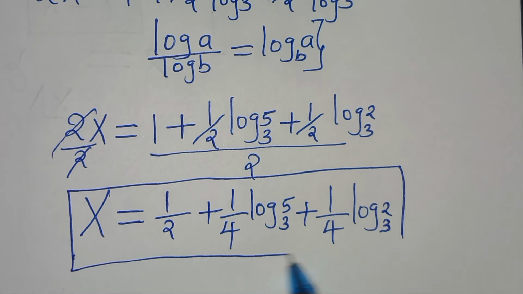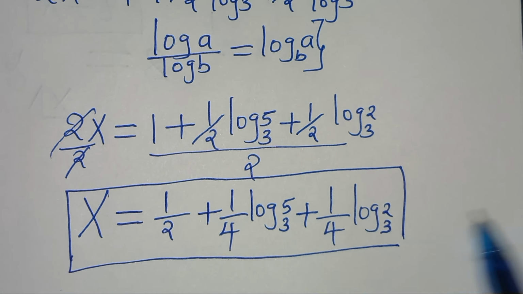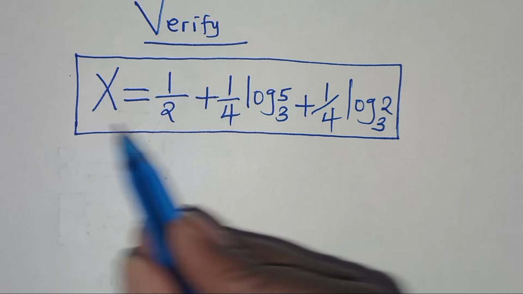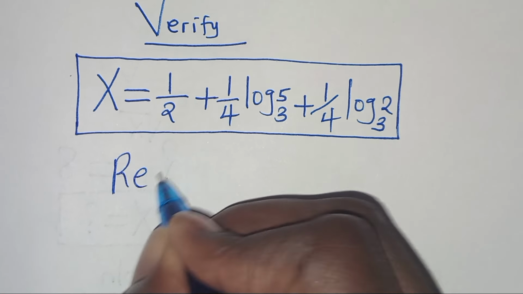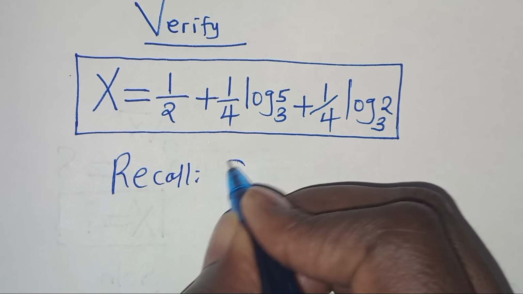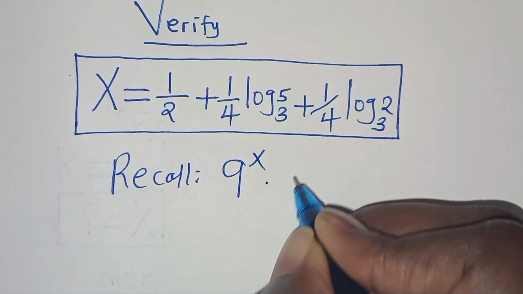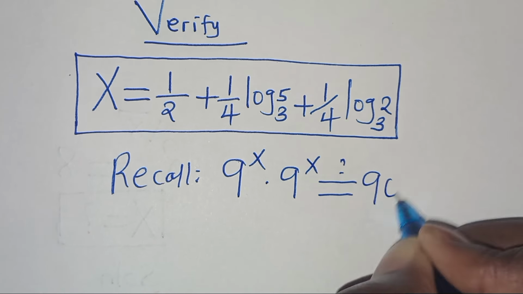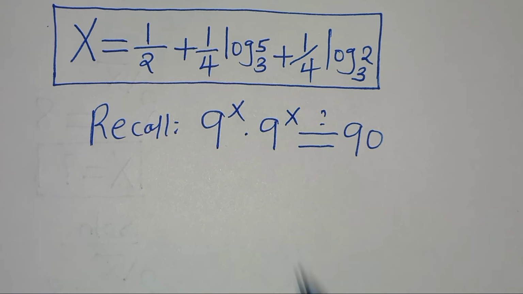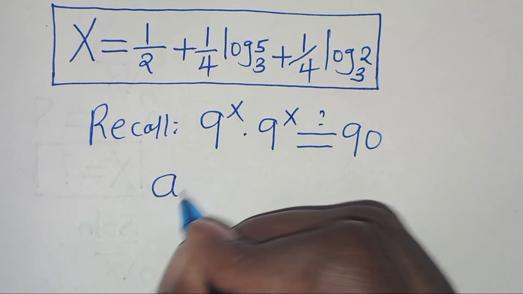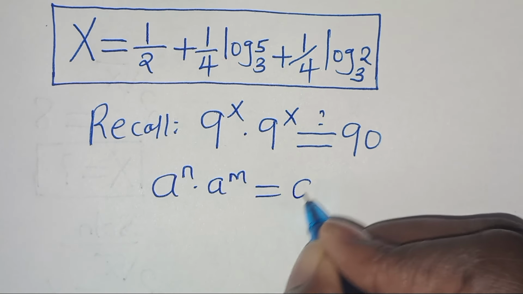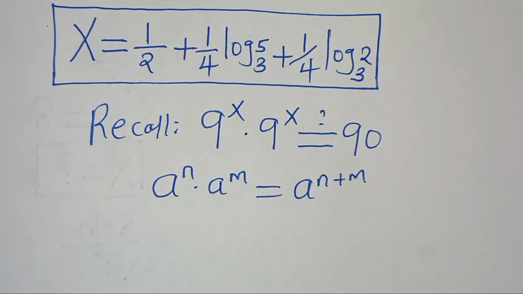So the next step is to verify that this value of x here satisfies the equation. Now, if you recall here, we have that 9 to the power of x times 9 to the power of x is supposed to give us a value of 90. So this is in the form of a to the power of n times a to the power of m, which we can express as a to the power of n plus m.